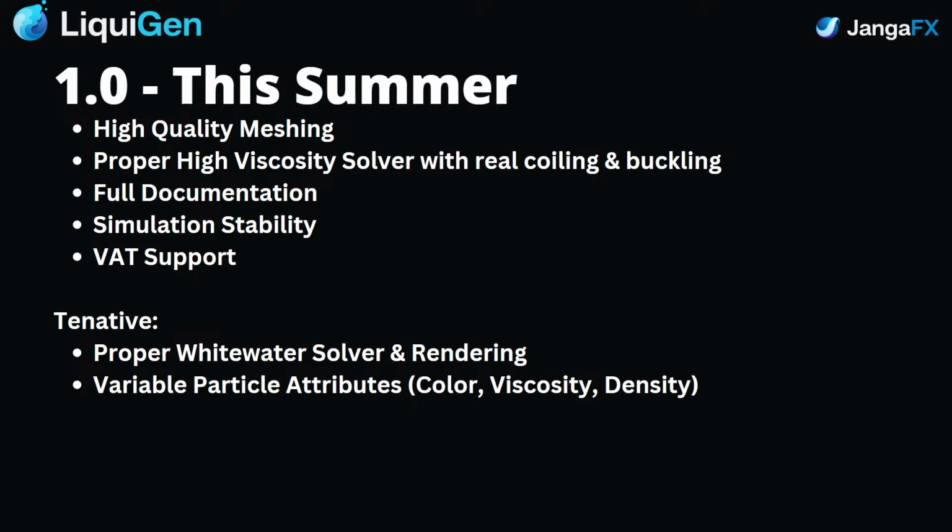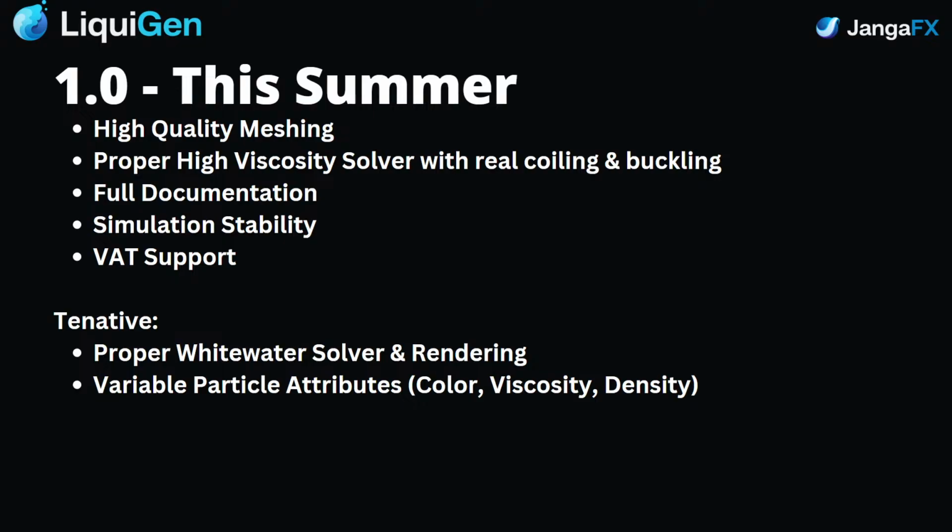So with LiquiGen 1.0 this summer, we are going to have high quality meshing. We're going to have a proper high viscosity solver with real coiling and buckling. So if you have a honey simulation or something like that, and you want it to coil around, it's going to be really fantastic for that. We're going to have full documentation, finally, on LiquiGen. And it's going to be just as good as the EmberGen documentation, with many videos and GIFs and explainers to explain the software, really.